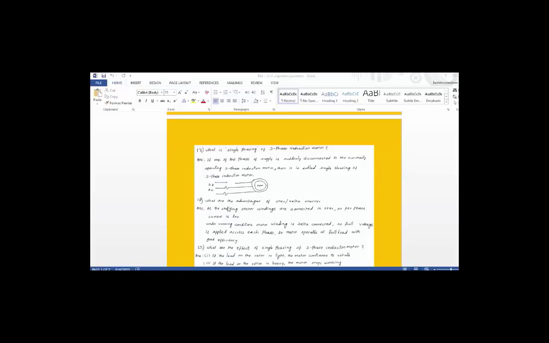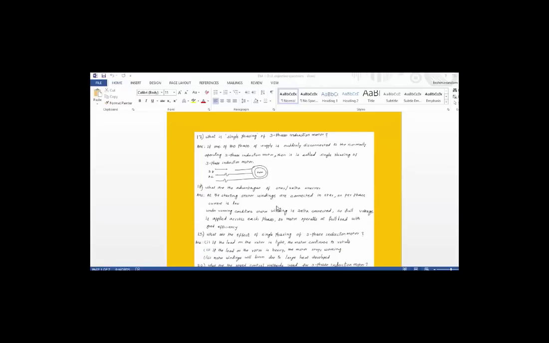Next, 18th question. What are the advantages of star-delta starter? At the starting, stator windings are connected in star, so per phase current is low in the three-phase induction motor. Under running conditions, the stator winding of the three-phase induction motor is delta connected, so full voltage is applied across each phase. So the motor operates at full load with good efficiency.